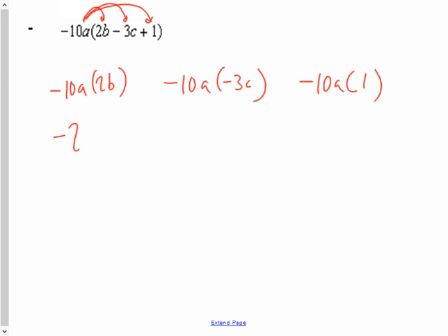This will be negative 20ab. This will be a positive 30ac, and this will be a negative 10a. When I squeeze that all together, I end up with that trinomial. That's my solution.